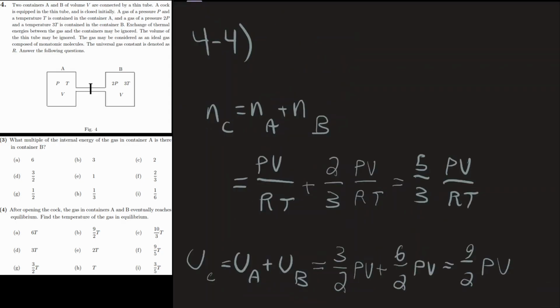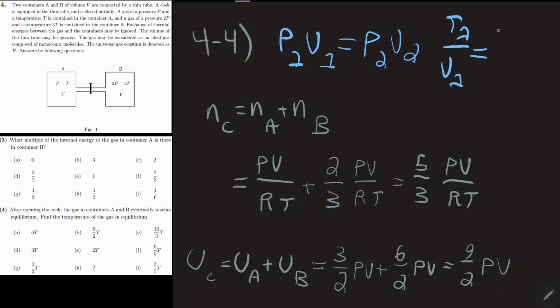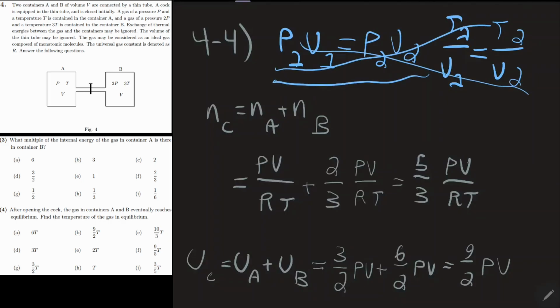Next is part 4, which says, after opening the cock, the gas in containers A and B eventually reaches equilibrium. Find the temperature of the gas in equilibrium. Before answering, I want to acknowledge you might be tempted to use one of these shortcut equations, like P1V1 equals P2V2, or I believe T1 over V1 equals T2 over V2. But I don't think these will work, because P1V1 equals P2V2 assumes that the temperature and the number of moles are constant between the two, but we don't know the temperature of the combined gas, so that wouldn't work.